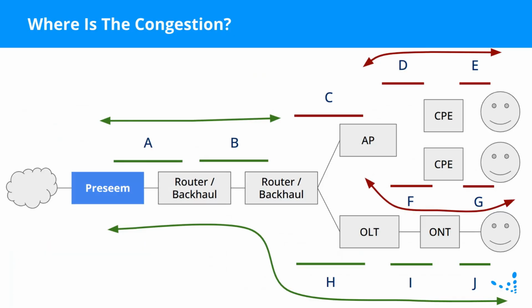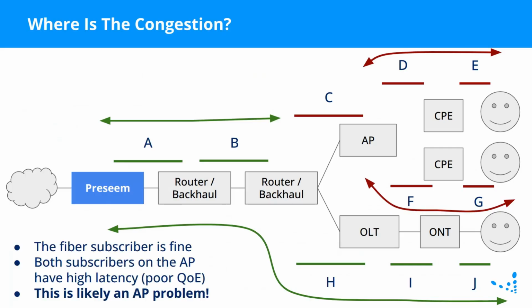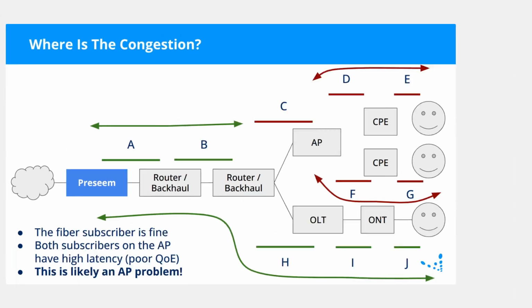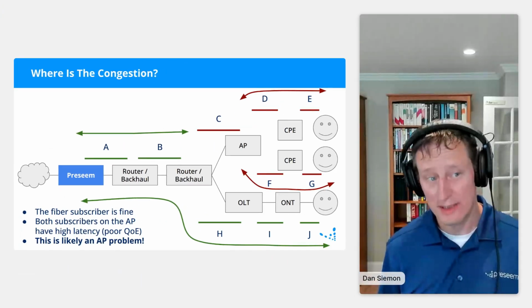Also, if we look at the one up in the corner there, we see that all the subscribers have high latency, poor experience on that access point, which is a very, very strong indication that the problem here is the access point. Again, just deduction: if there was even one subscriber that did not have poor experience, then the problem is not the access point. But when they all do, it probably is the access point.